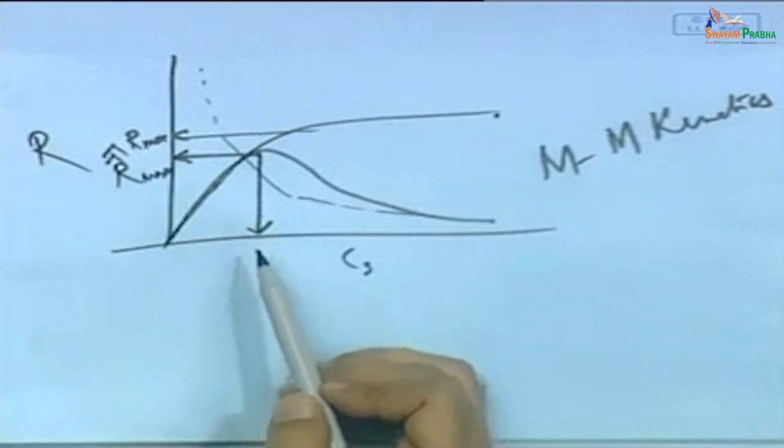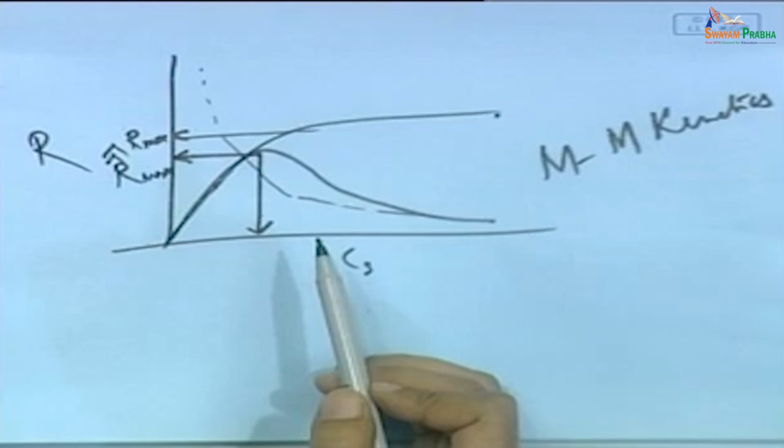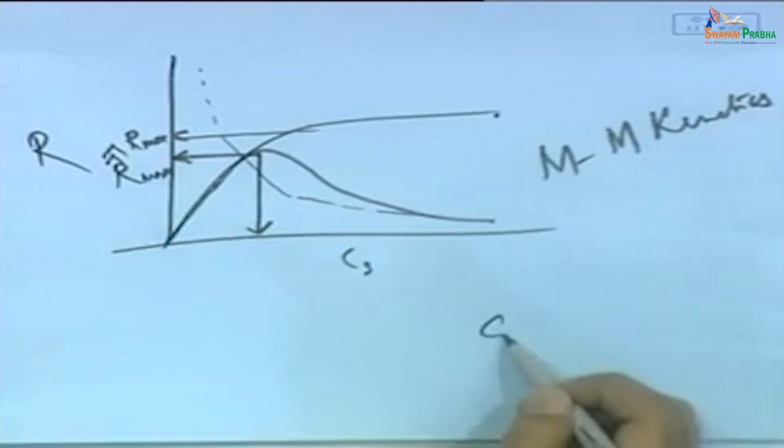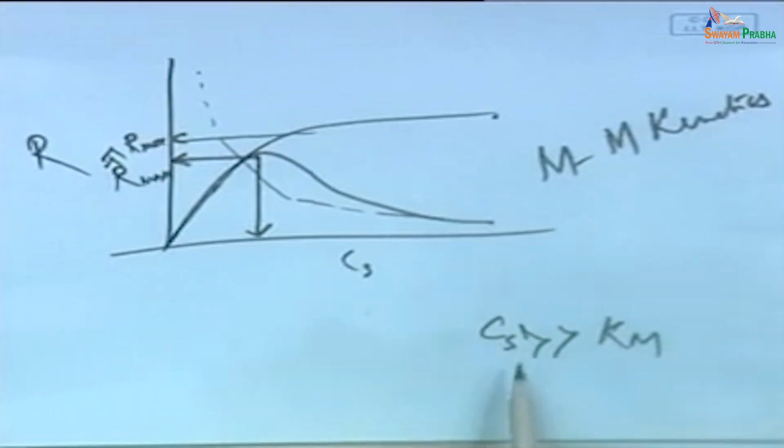Now, the earlier maximum rate was easy to obtain. How did you obtain it? In the limit of Cs much greater than Km, right? You just put Cs much greater than Km in the equation and you got it. Now, how do you obtain it? Because this is the quadratic form, you have to take a derivative of that and equate it to 0 to get the maximum rate.